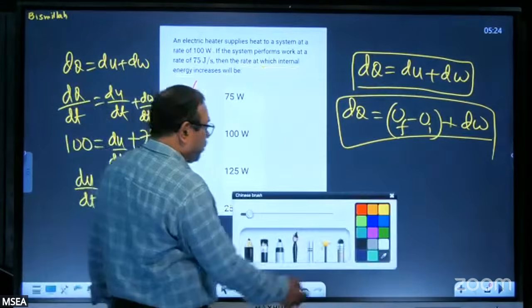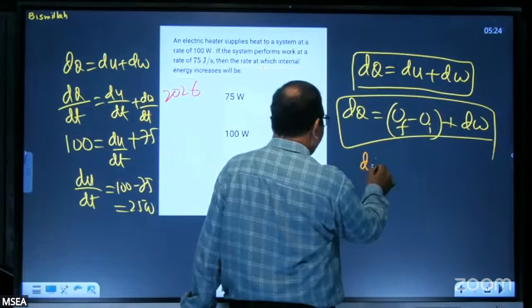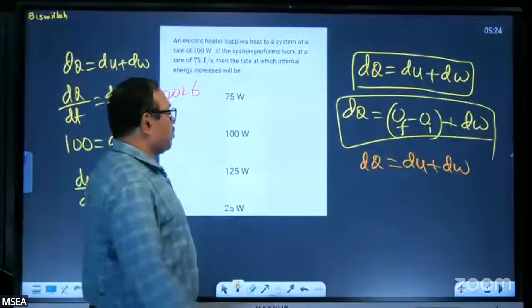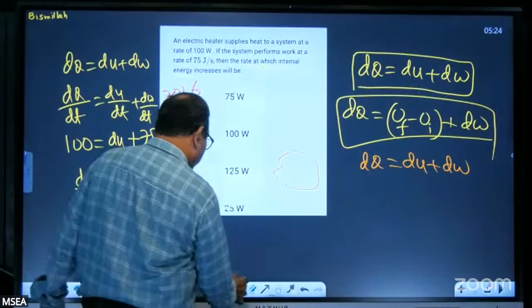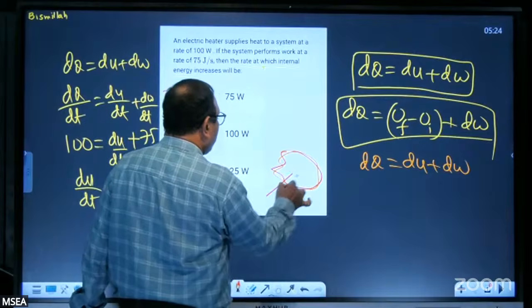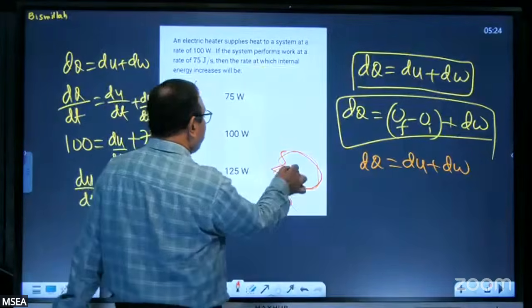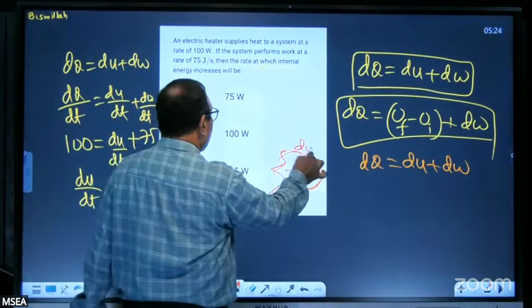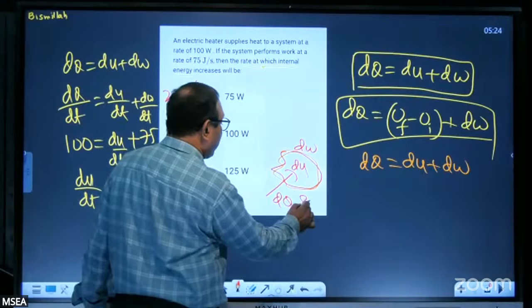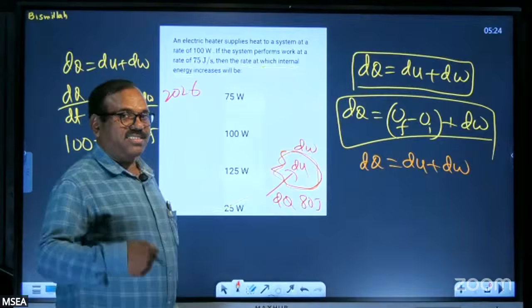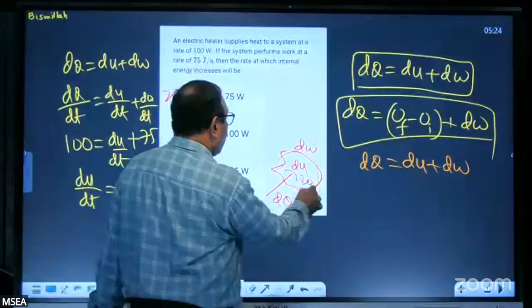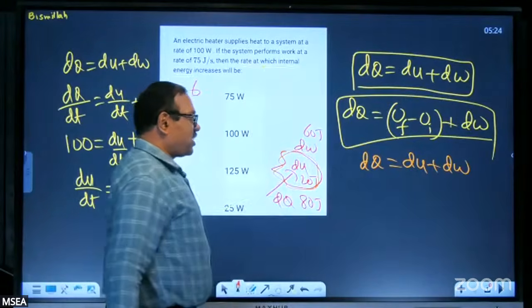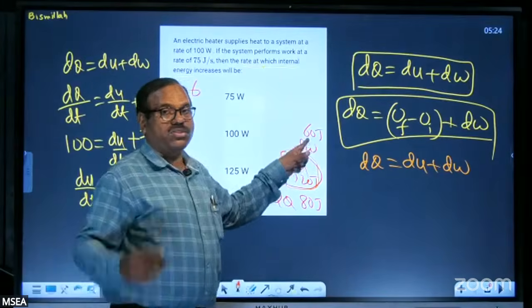Now I'll discuss one more important thing. dq is equal to du plus dw. The amount of heat is given to the system, let us take dq, and part of the energy is utilized to increase its internal energy du, and the remaining energy is used to do external work. For example, if 80 joules of heat is supplied to the system, 20 joules is utilized to increase its internal energy, and the remaining energy, 60 joules, is the work done.